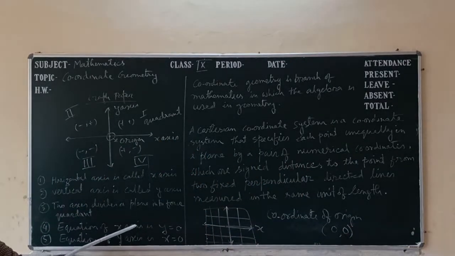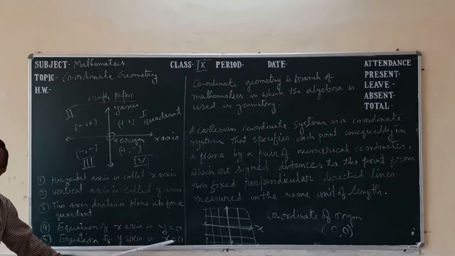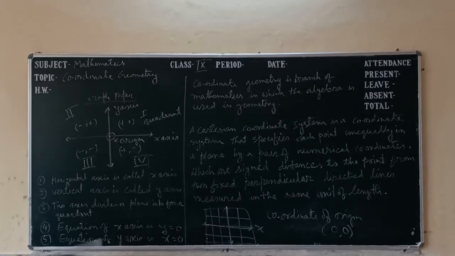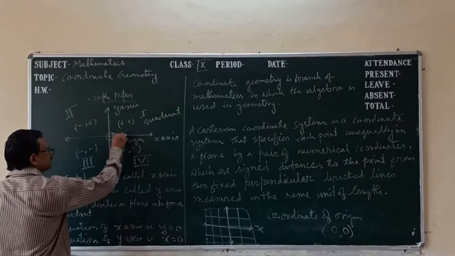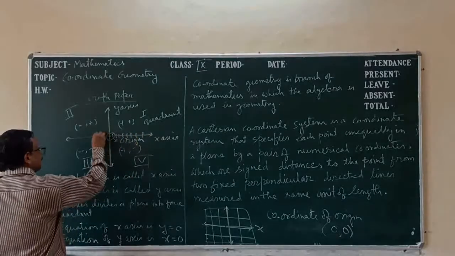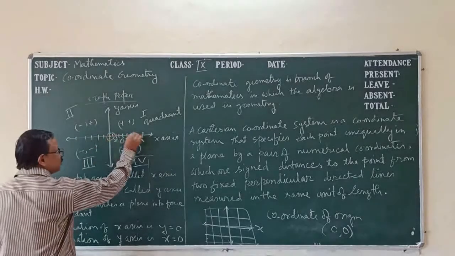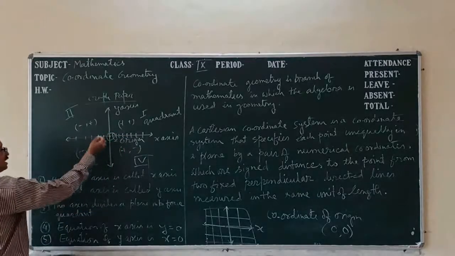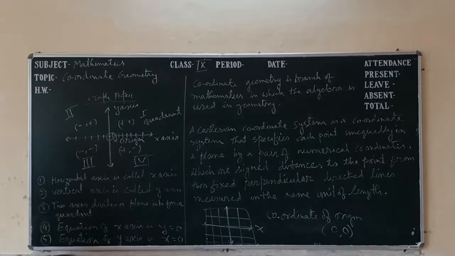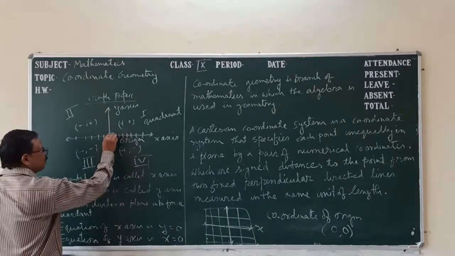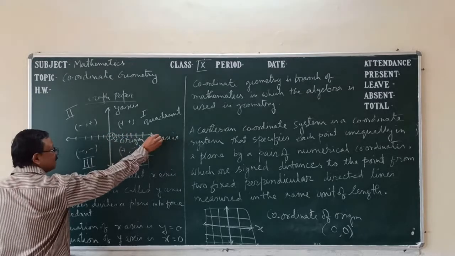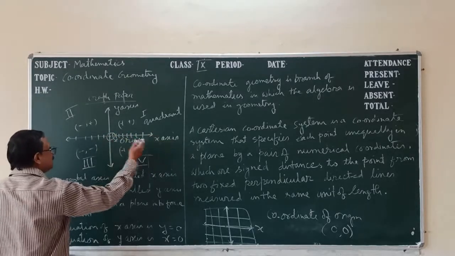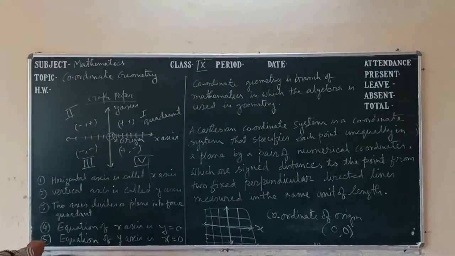And the equation of the x-axis is y equal to 0. The equation of the y-axis is x equal to 0. But the most important and interesting thing is that here we have the number line. Here this is x positive, and on the left-hand side this is x negative, because it is 0. From 0, the right-hand side is the positive direction and the left-hand side is the negative direction.